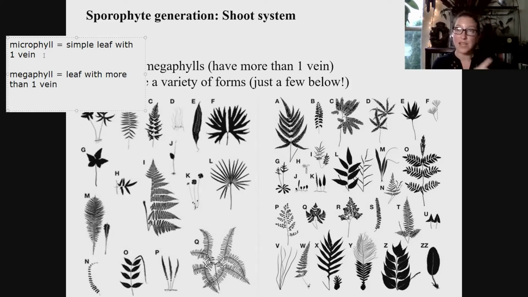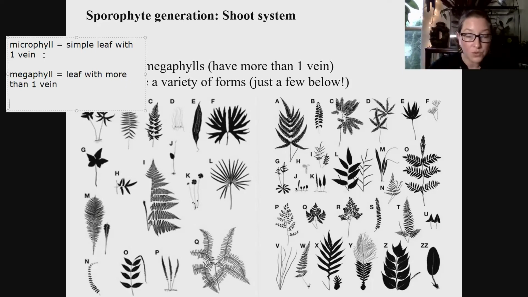In the Lycopods, which are Lycopodium and Selaginella, they have microphylls. They only have leaves with one vein. In ferns and all the other things we're going to look at today and next class, everything else has megaphylls. Megaphyll is a leaf with more than one vein.